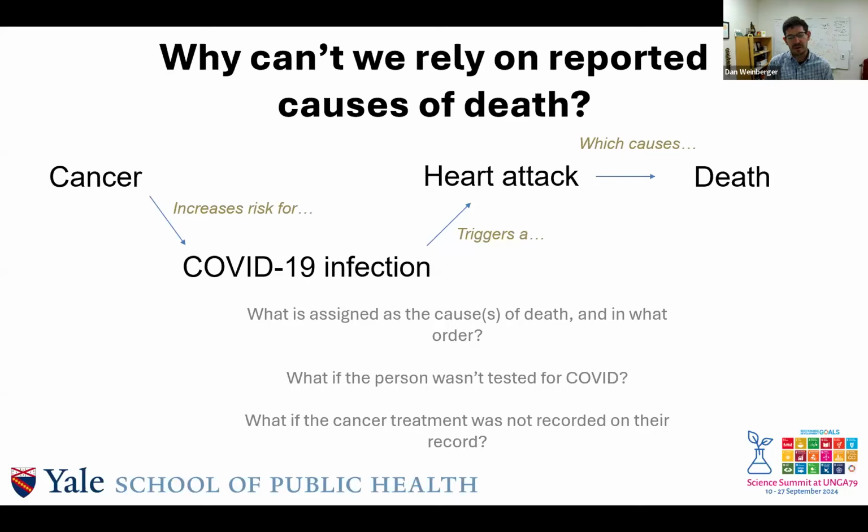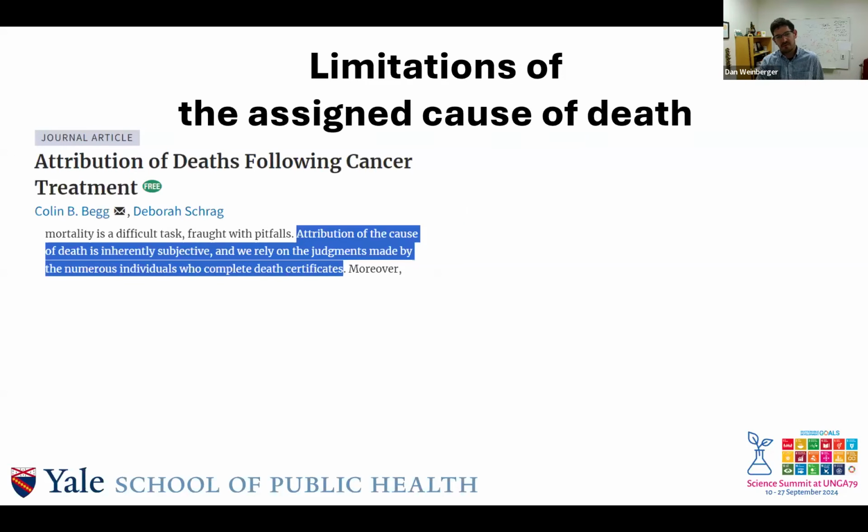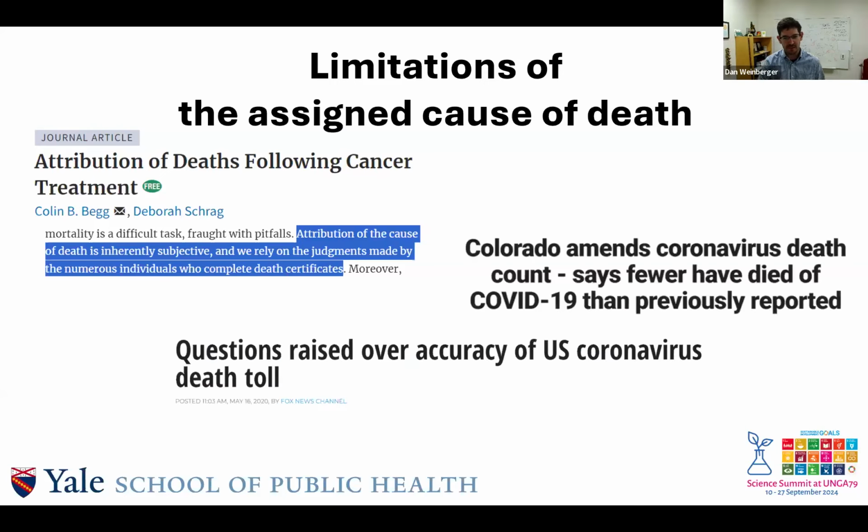But then, what if the person was never tested for COVID? In that case, what happens and what gets assigned as the cause of death? Or if the cancer treatment wasn't recorded in the right place, or if the databases weren't linked appropriately. So there can be a lot of issues, and this has been recognized for a long time. There's a quote in this paper about the challenges in attributing causes of death following cancer treatment, saying how the cause of death assignment is inherently subjective, and we rely on judgments made by numerous individuals, or maybe now by ChatGPT, when completing the death certificate.